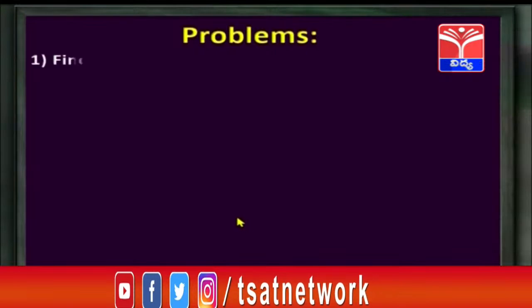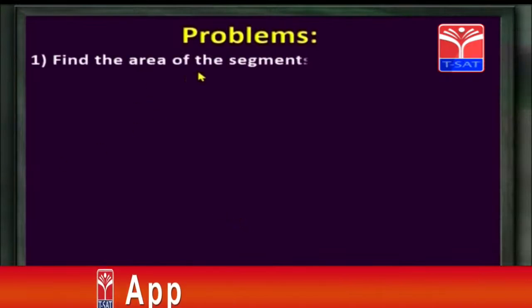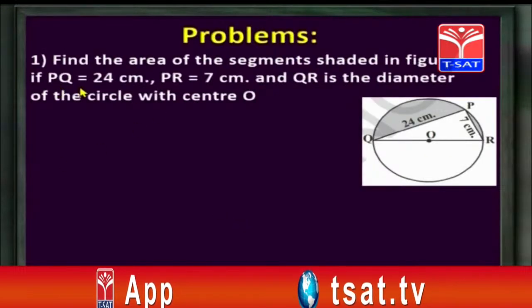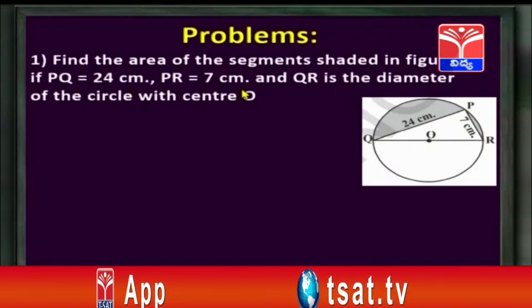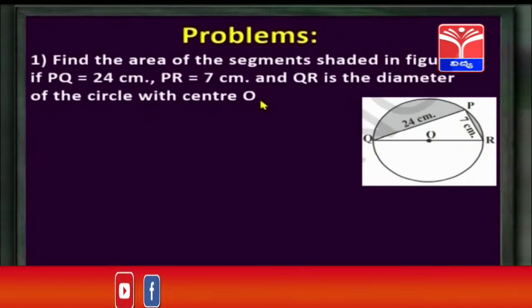Now let us see some problems based on this. Find the area of the segment if PQ is equal to 24, PR is equal to 7 and QR is the diameter of the circle with center O.